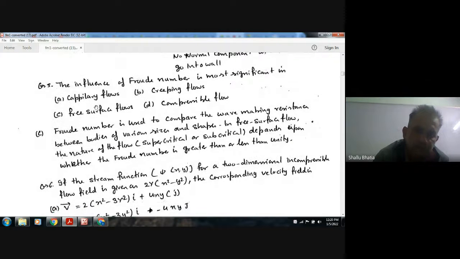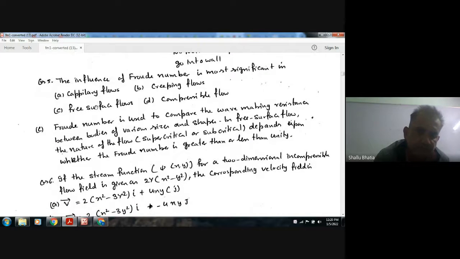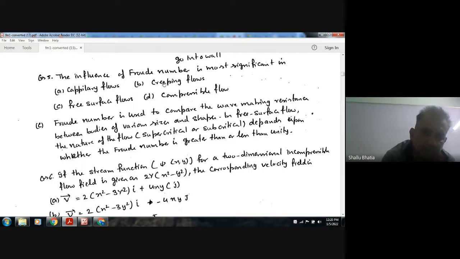The influence of the Froude number is most significant in capillary flows, creeping flows, free surface flows, and compressible flows. The answer is free surface flows. The Froude number is used to compare the wave making resistance between bodies of different size. In free surface flow, whether the flow is supercritical or subcritical depends upon whether the Froude number is greater than or less than one. This is most widely used in open channels.